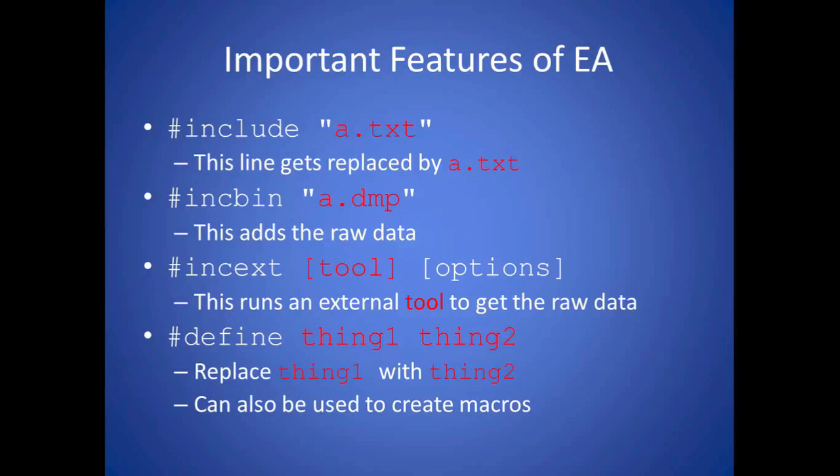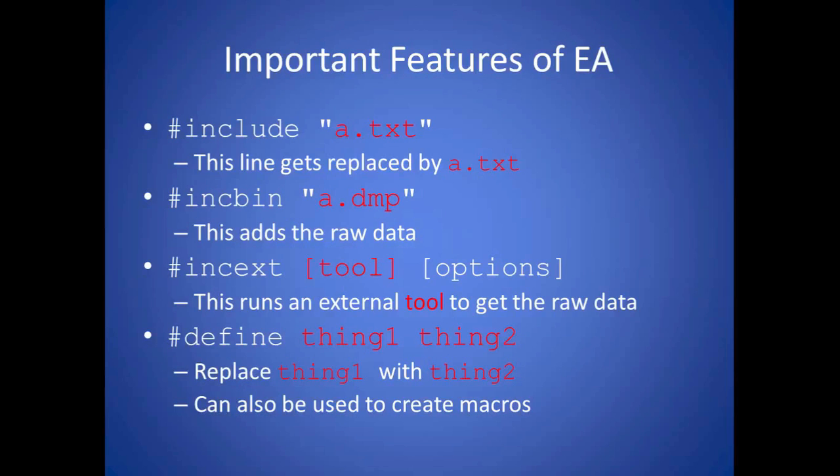The next part is incbin, which is include binary. It works like include, but instead of including an event file, you include raw data. A new feature added by CrazyColors5 is incExt, or include external, which lets you run a command line tool to get raw data based on the parameters you pass it. Now this is a little bit confusing and we'll go over it later.